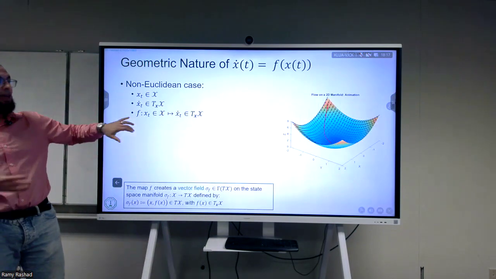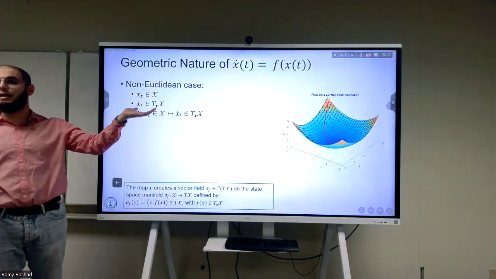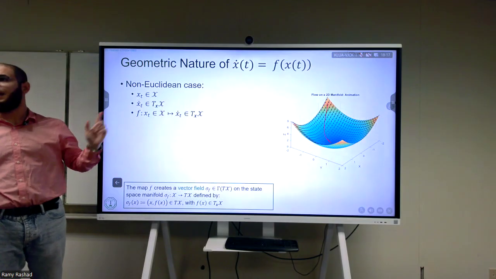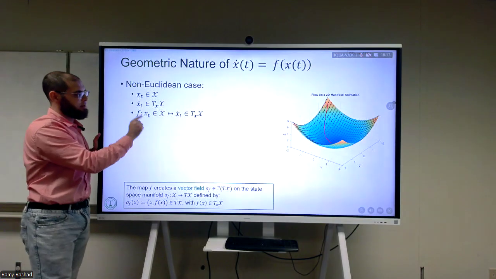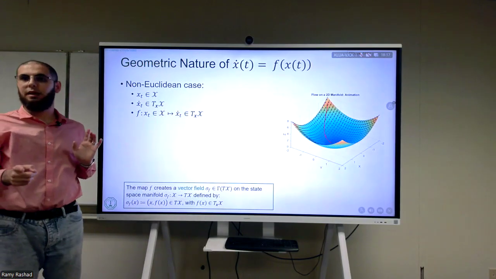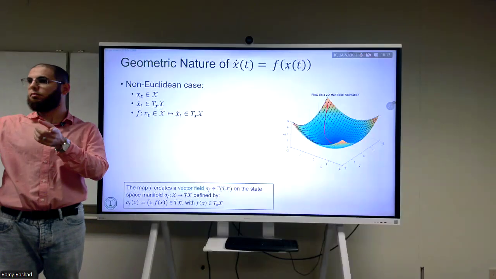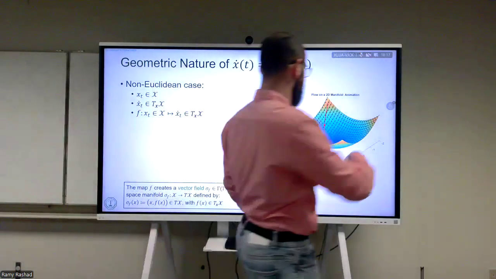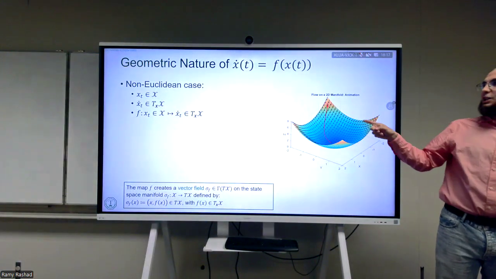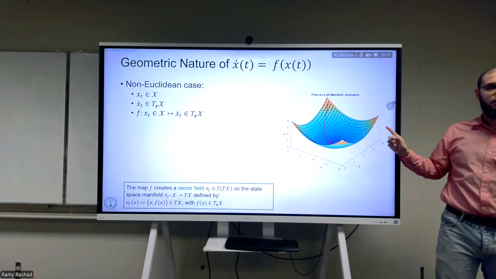The general case is that, as you've seen, X is a manifold, X dot is in the tangent space to that manifold, and F itself is a map that eats a point on the manifold and gives you a tangent vector. So every point will give you a vector. You can imagine it like this. You see here, all of these vectors, this is actually F of X. This is actually F itself.